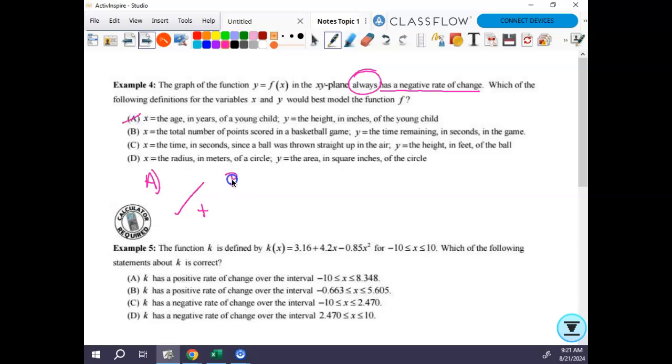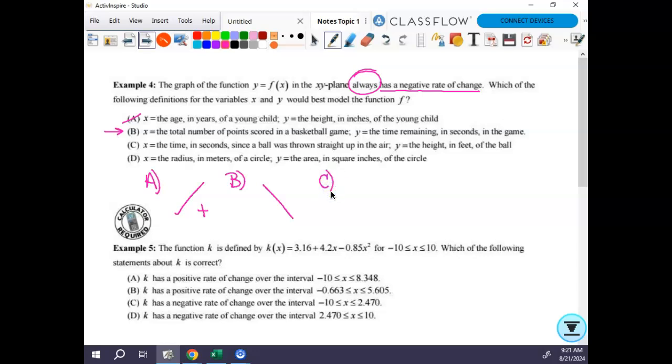Okay, so then we look at B. The total number of points scored in a basketball game, so we hope it doesn't stay at 0, right? We hope that gets bigger. And the time remaining in seconds. So as the number of points go up, what happens to the number of seconds in the game? They go down. So to me, that looks like a negative rate of change. Would you agree with that? So I like B, but we're going to read the rest of them, especially when there's tons of words.